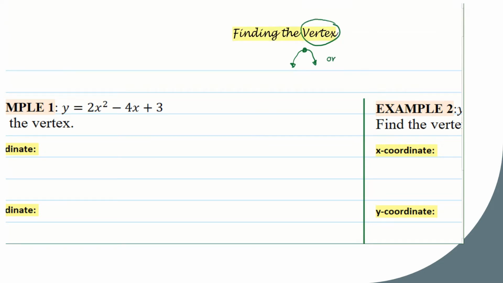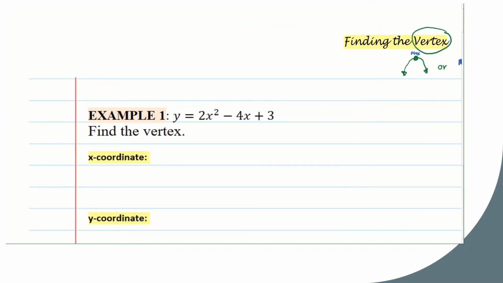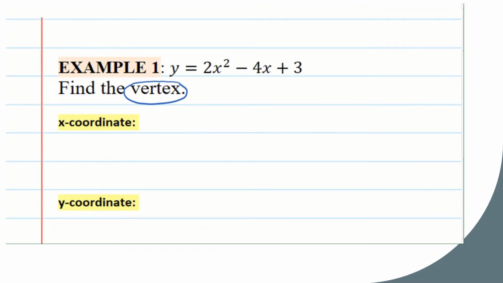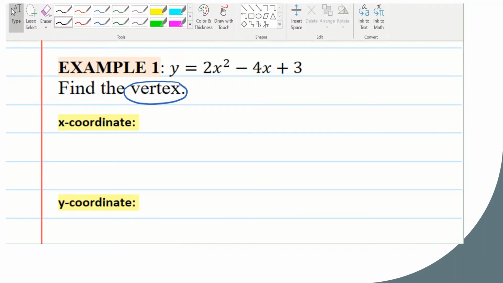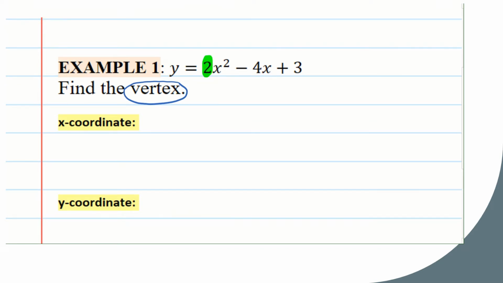Or if the parabola opens up, as I'm drawing here in this picture, then the vertex will be the lowest point. Or in other words, it's known as the min. So it's either the min or the max. Since we said that the vertex is a point, we're going to go ahead and find the x-coordinate and the y-coordinate. We actually have a formula that we use to find the x-coordinate.